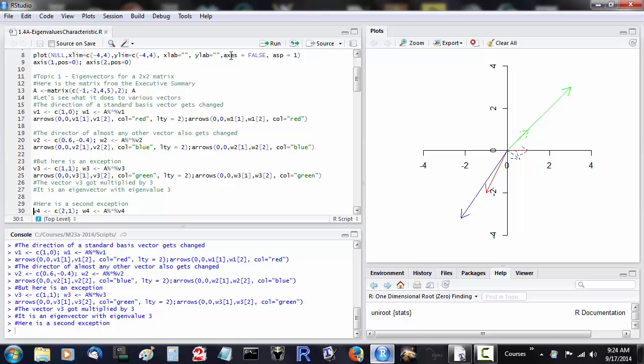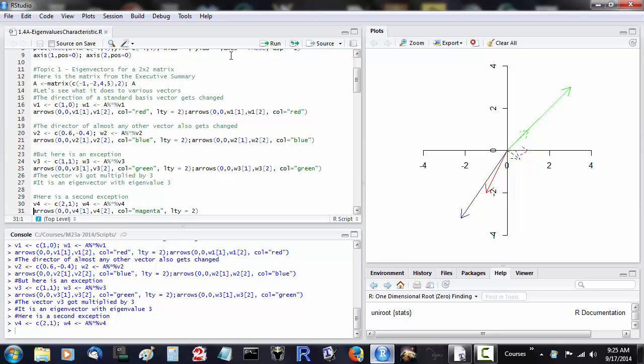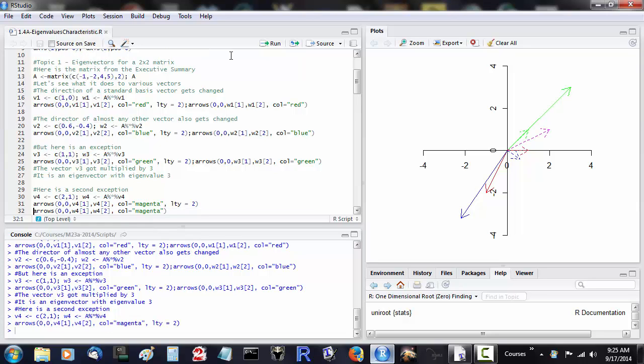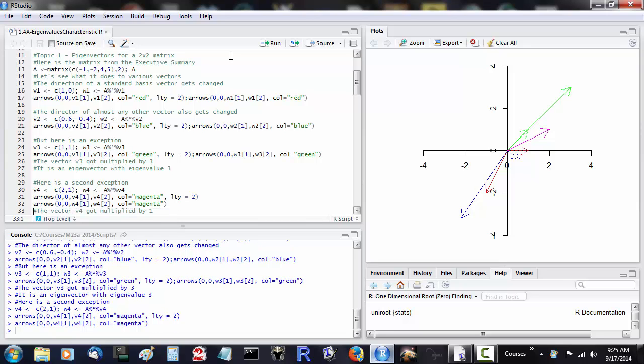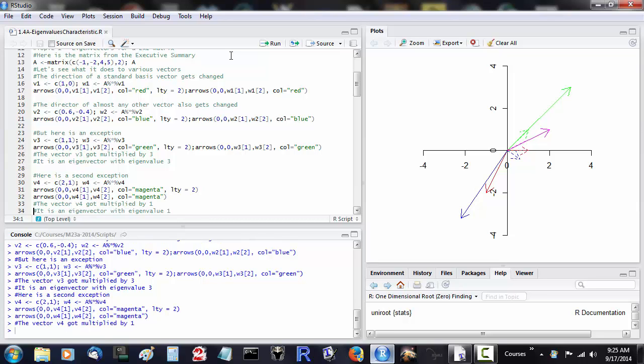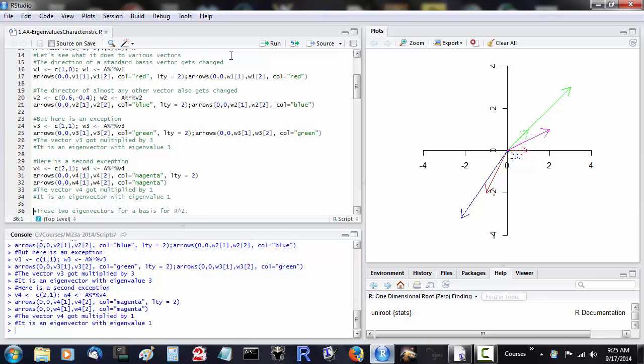Now it turns out there's one more exception. The vector V4. I'll explain shortly how I could have discovered these. This time I start by plotting the vector as a dotted magenta arrow, plot the effect of A on that vector as a solid magenta arrow. I overwrote the dotted one. That means I have found an eigenvector with eigenvalue 1.